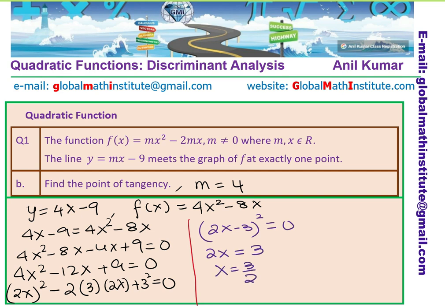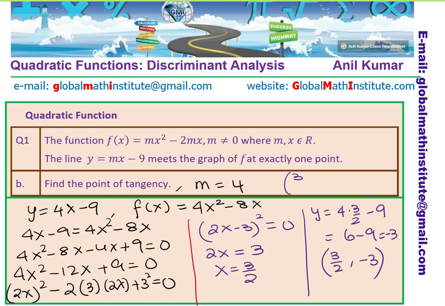You get the idea. So we get x value as 3 by 2, and if x is 3 by 2, we can find the value of y, which is 4 times 3 by 2 minus 9. Clear? So which is 6 minus 9, or minus 3, and therefore the point is (3 by 2, minus 3). Perfect. So that is how we get the point of tangency in this particular case, right? So we got the point of tangency as x value of 3 by 2 and the y value of minus 3. Is that clear? Very important question.